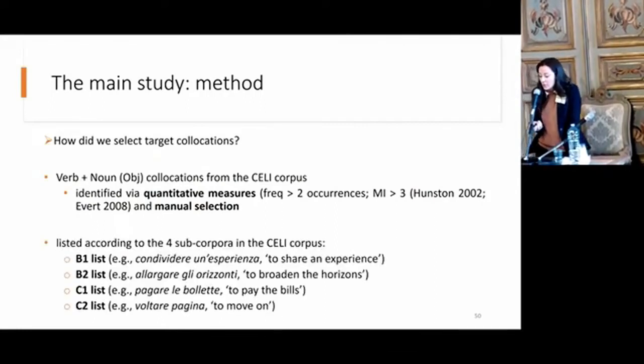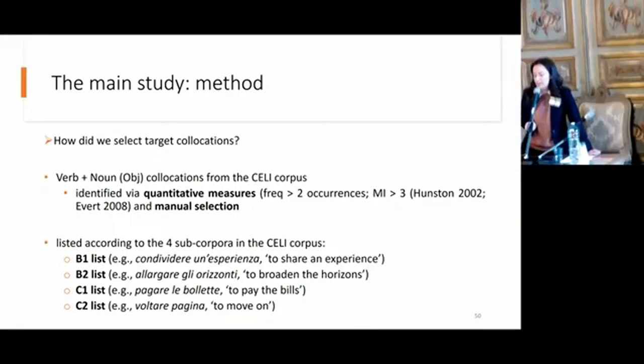We then created 4 lists of true verb-noun collocations that could be used for our study. So we had a B1 list of verb-noun collocations containing collocations such as condividere un'esperienza, to share an experience, a B2 list containing collocations such as allargare gli orizzonti, which means to broaden the horizons, a C1 list with collocations such as pagare le bollette, to pay the bills, and a C2 list containing collocations, in some cases highly idiomatic, like voltare pagina, which means to move on.